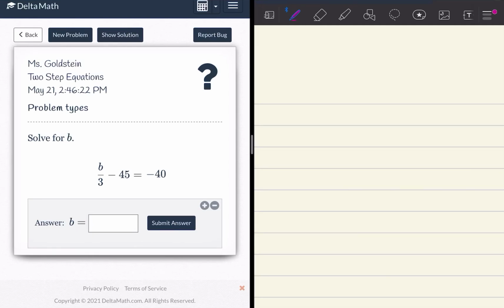Hey, today we're going to work on day 4, two-step equations. I'm going to start with whole numbers first, and then there is a section on decimals.